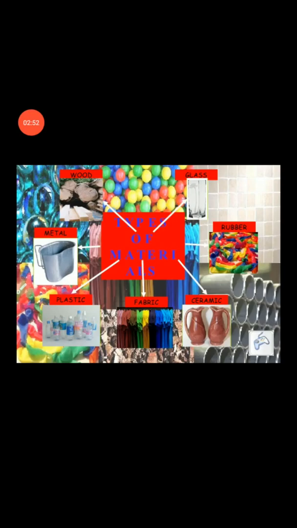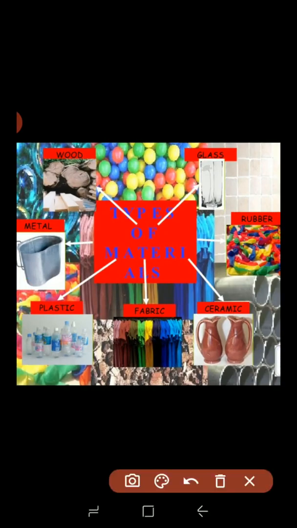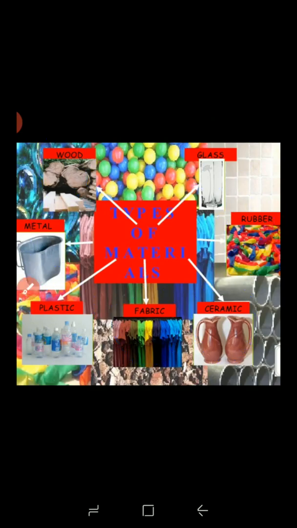Then types of materials, there are different types of materials. Okay, you can see wood, glass, metals, plastic, fabrics, ceramic, rubber. All these are the materials from which things are made.